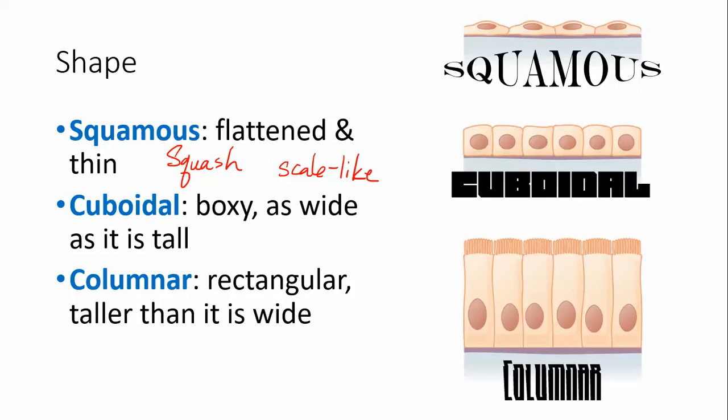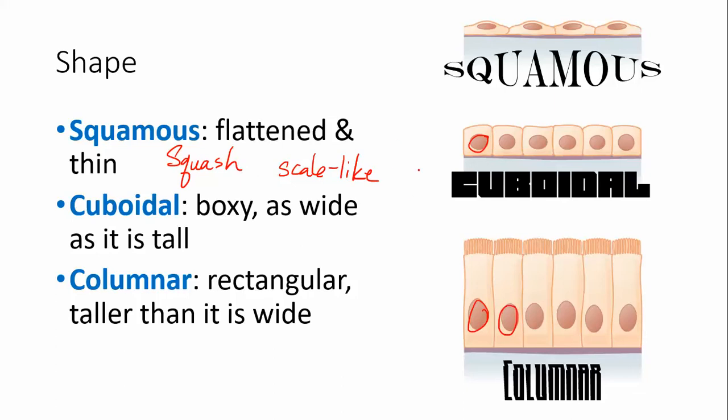Cuboidal cells, on the other hand, are cube-shaped, just like their name suggests. And they also tend to have their nucleus located towards the center. Columnar cells are the ones that are often the ciliated ones. They are taller than they are wide, they are rectangular, and their nuclei tend to sit towards the bottom.